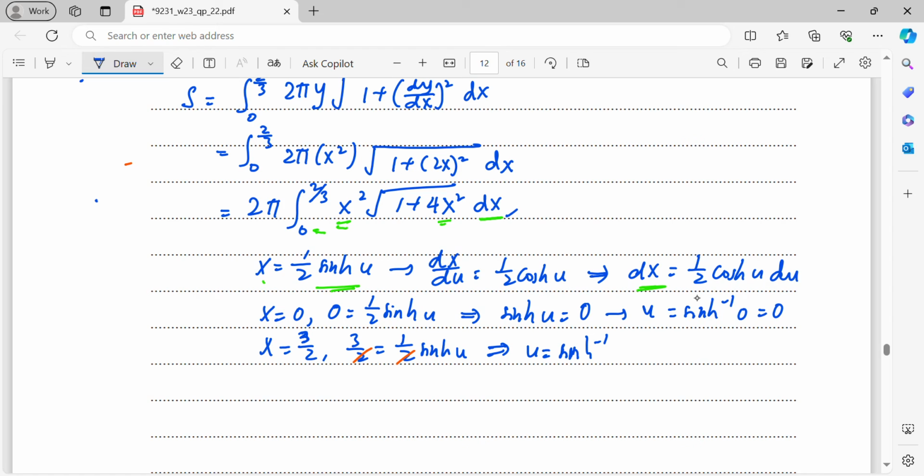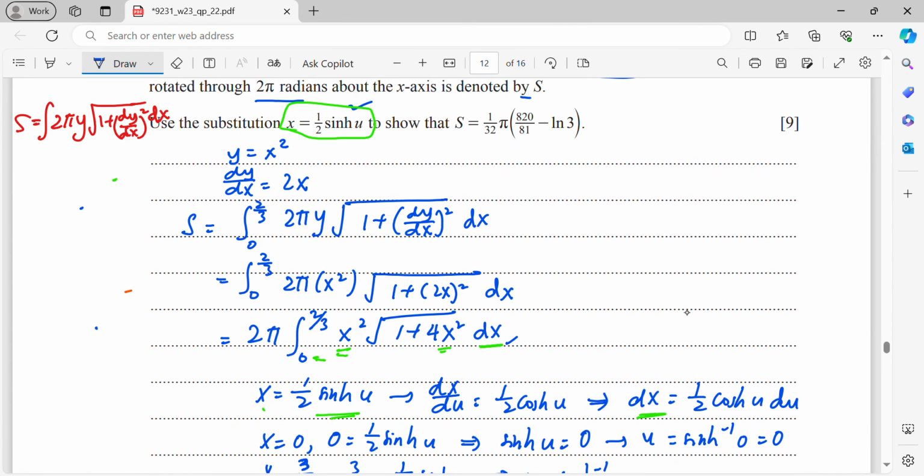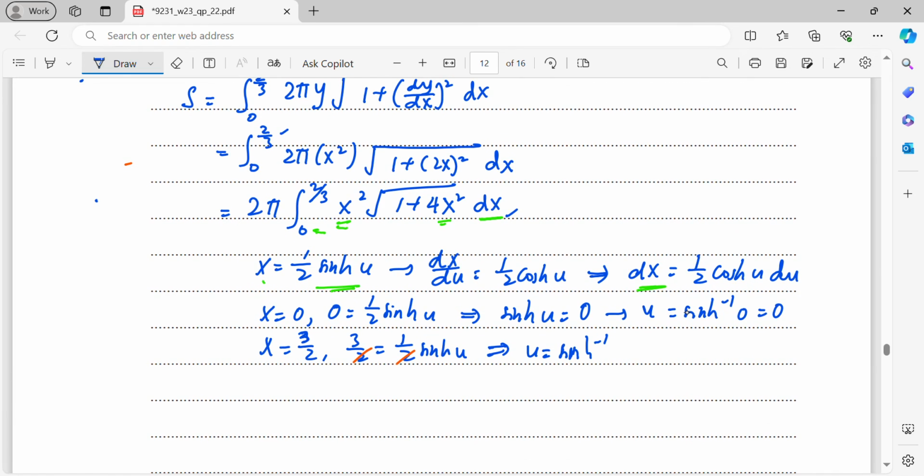Okay, let me check. x is half sine u. Wait, my upper limit is 2 over 3, not 3 over 2. I wrote it wrongly. So 2 over 3, 2 over 3 half. That means now my sine u is 4 over 3. So here is wrong.